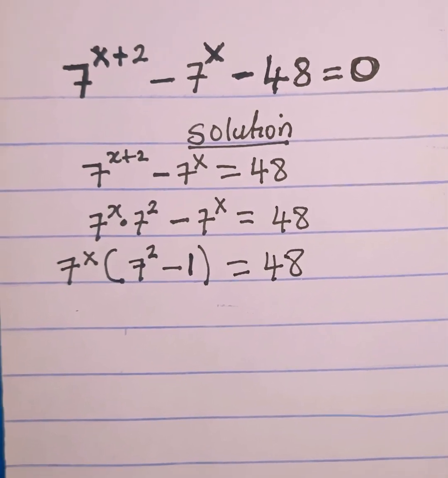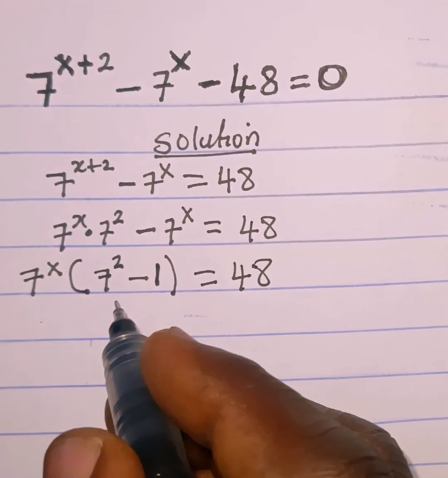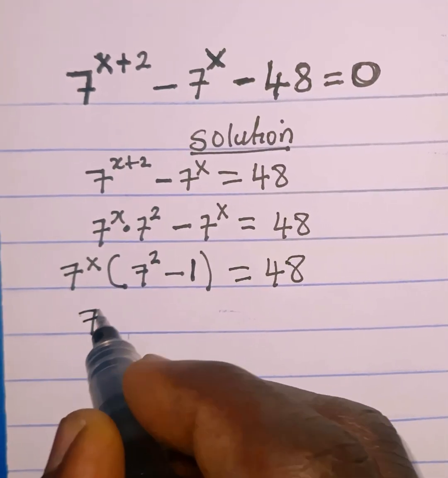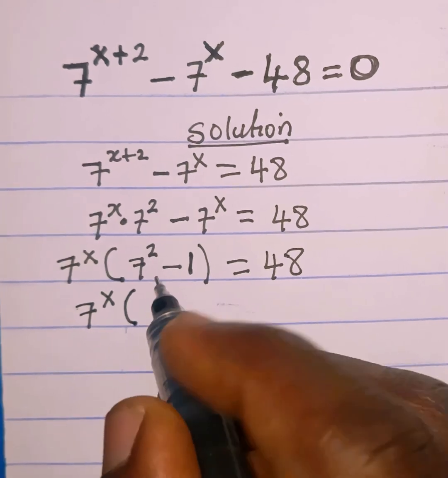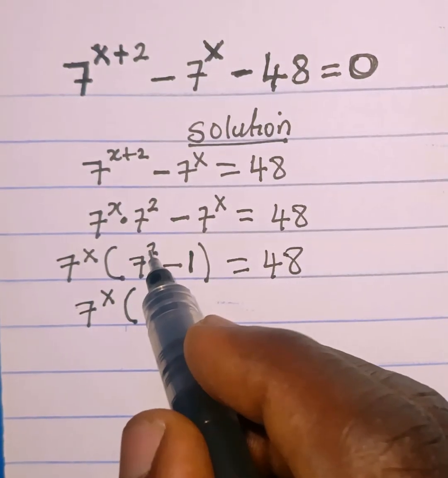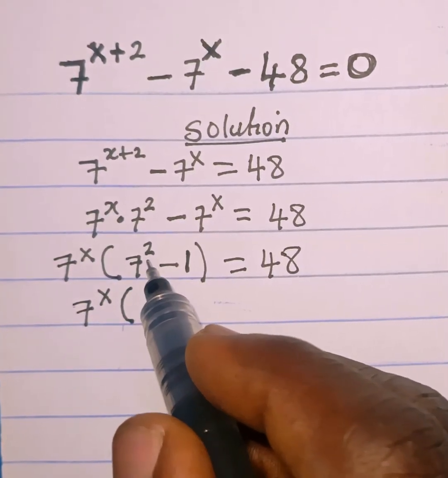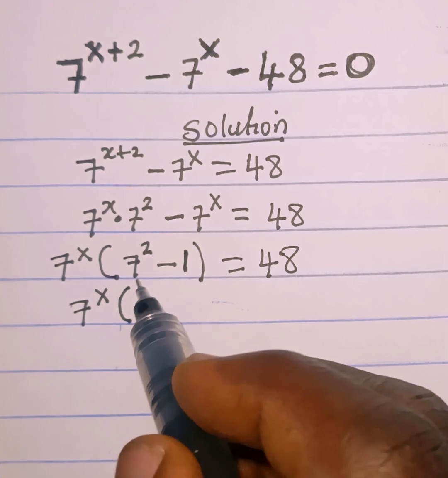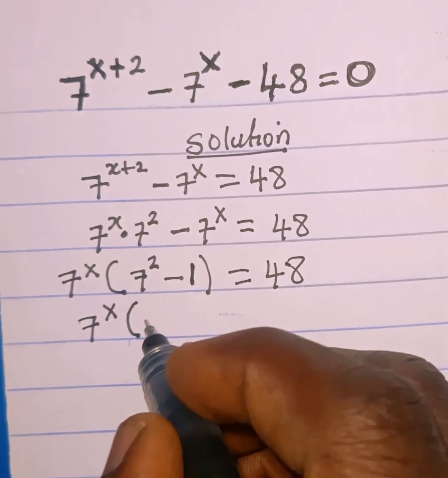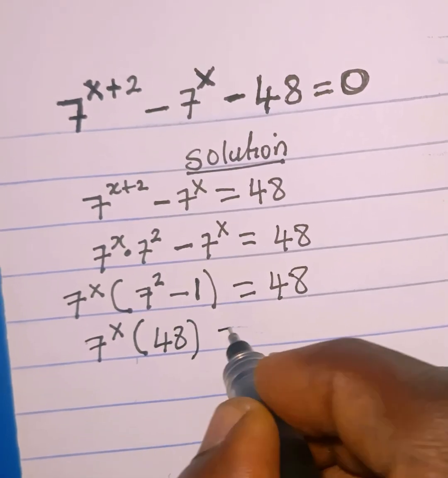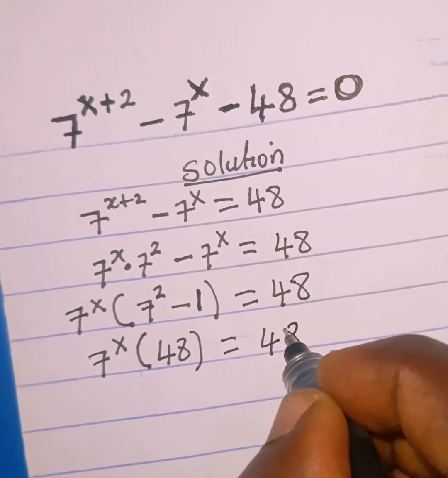Now the next thing we're going to do is to simplify inside this bracket. So we're going to have 7 to the power of x into the bracket of 7 to the power of 2, which implies 7 multiplied by 7, which is going to give us 49. Then 49 minus 1 is going to give us 48. So everything will be equal to 48.